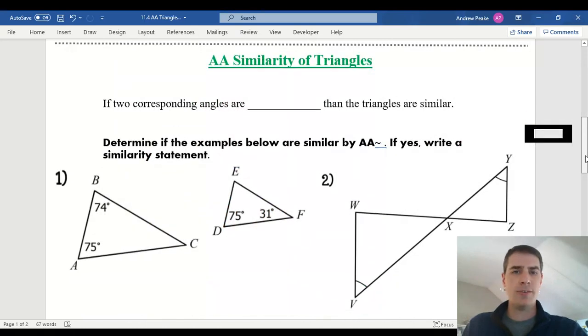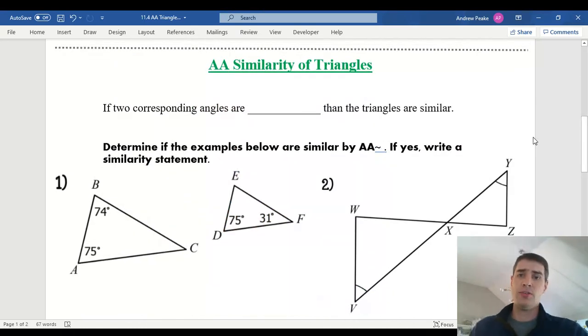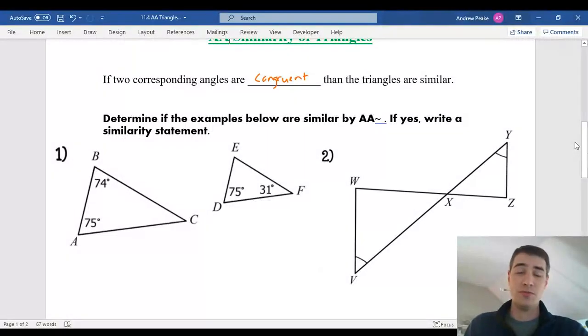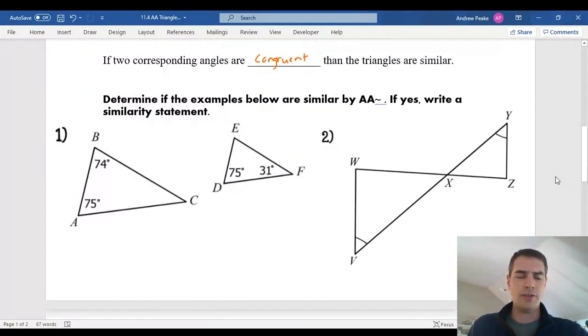All right, now let's look at something called angle-angle similarity of triangles. So if we have two corresponding angles that are congruent, then the triangles are similar. So I have just two angles. I don't have to have any other ones. All I need is just the two. So let's look at some examples here. Determine if I can say these are similar by angle-angle similarity. If yes, we'll write a similarity statement.